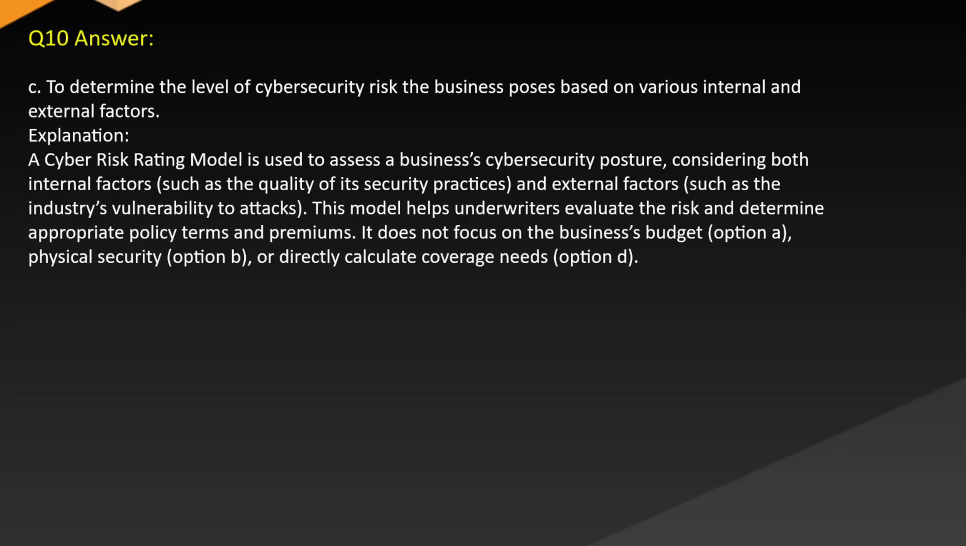Answer: C. To determine the level of cybersecurity risk the business poses based on various internal and external factors. Explanation: the cyber risk rating model is used to assess a business's cybersecurity posture, considering both internal factors such as the quality of its security practices and external factors such as the industry's vulnerability to attacks. This model helps underwriters evaluate the risk and determine appropriate policy terms and premiums.